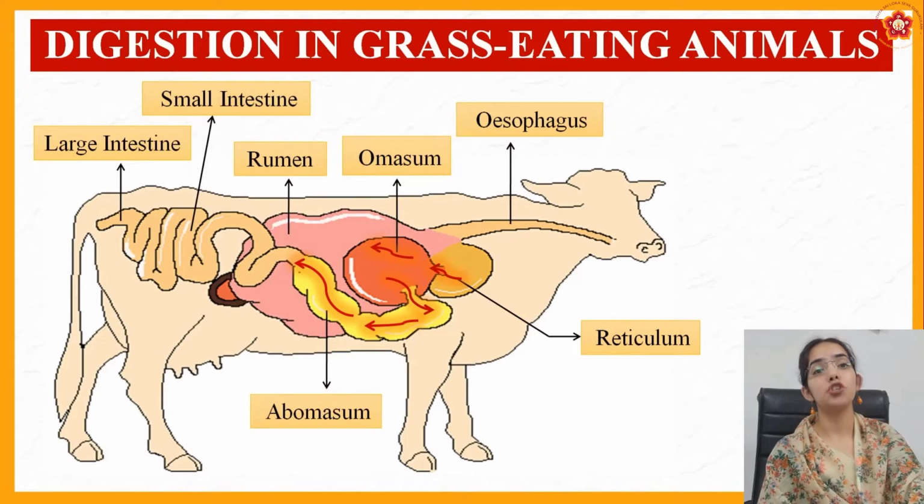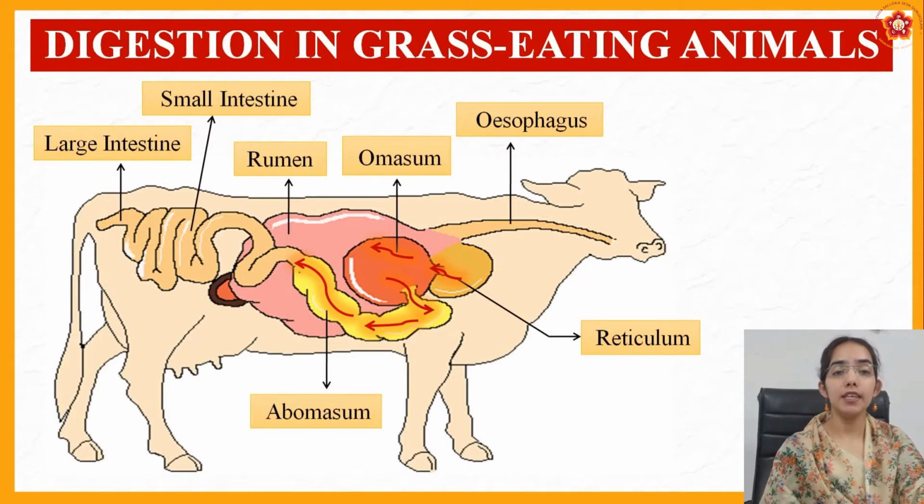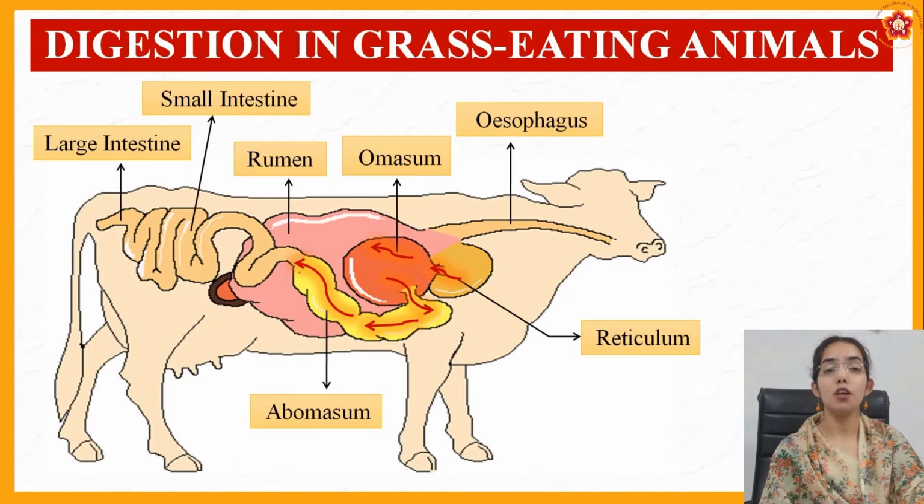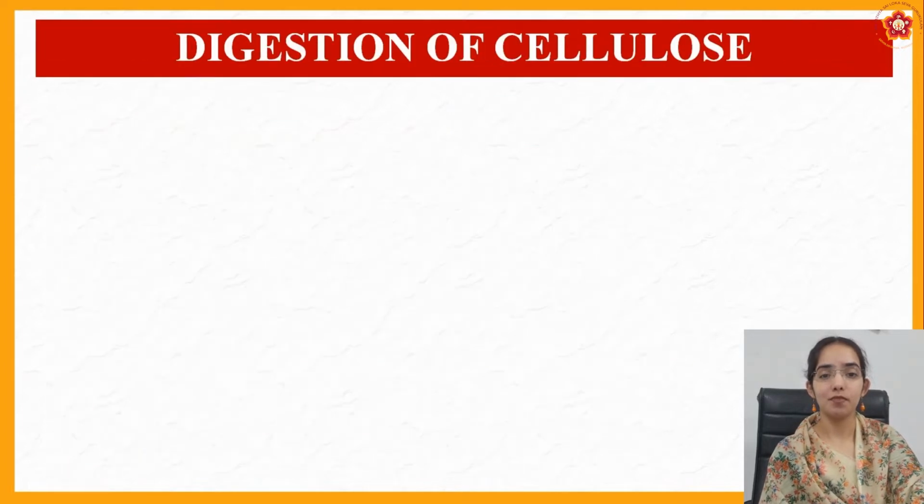Then it chewed the cud properly, and then again it brought it into the stomach. Now the chewed food will enter into the second chamber, that is the reticulum. Then it goes into the third chamber, that is omasum. Then into the fourth chamber, that is abomasum. So like this, digestion happens in grass-eating animals.